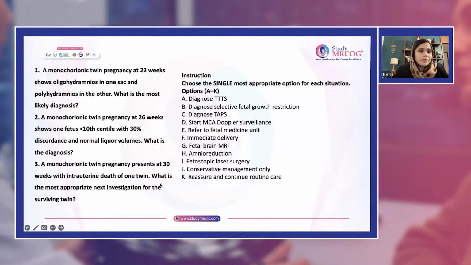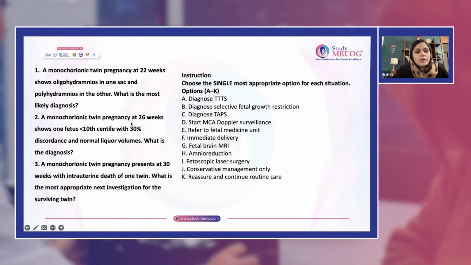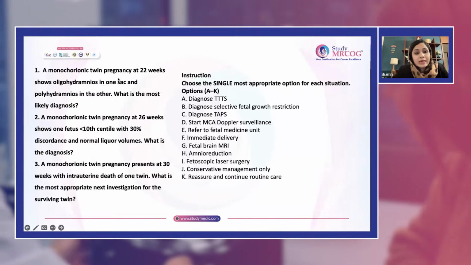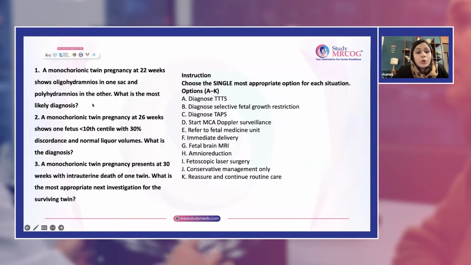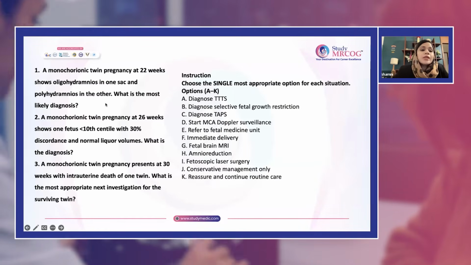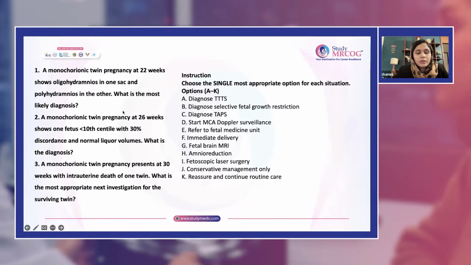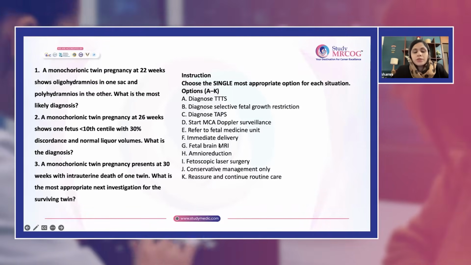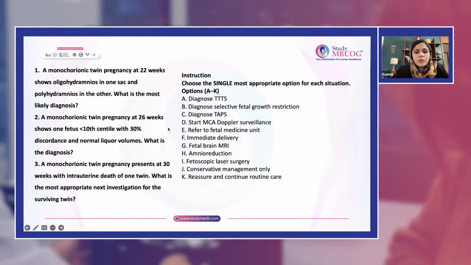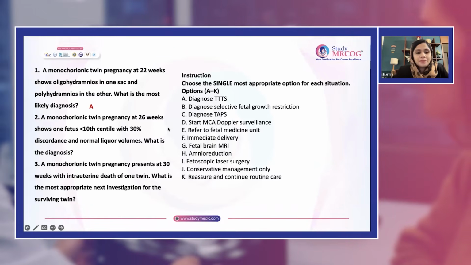So next EMQ we will discuss. A monochorionic twin pregnancy at 22 weeks shows oligohydramnios in one sac and polyhydramnios in other sac. What is the most likely diagnosis? So you go through all these options. Okay, we know the answer, right? It is going to be TTTS.